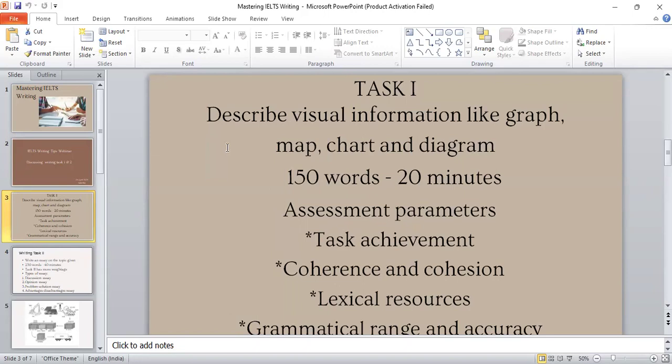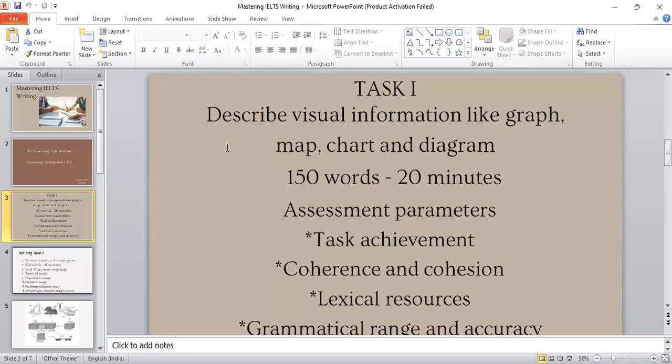In task 1, you will be presented visual information. Visual information means a graph, map, chart, or diagram will be given in the question. You have to describe the visual information given in the graph, map, chart, or diagram. The assessment parameters we'll discuss later. Let me complete the IELTS writing tasks.